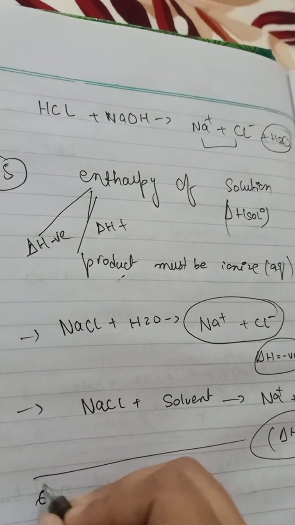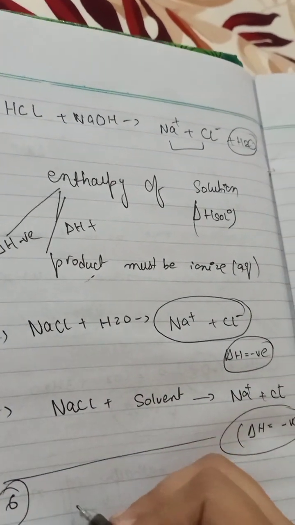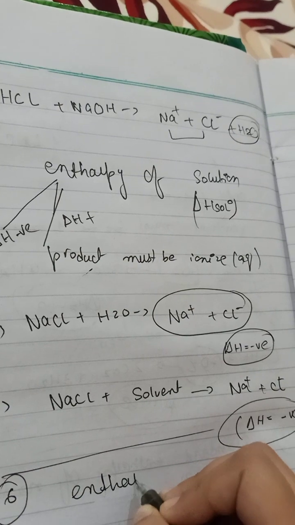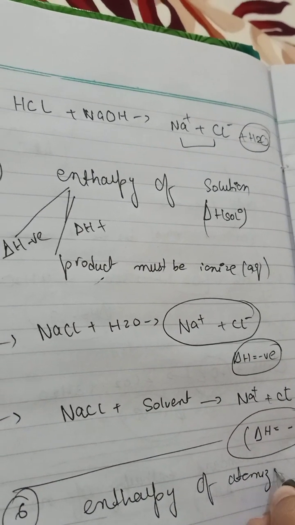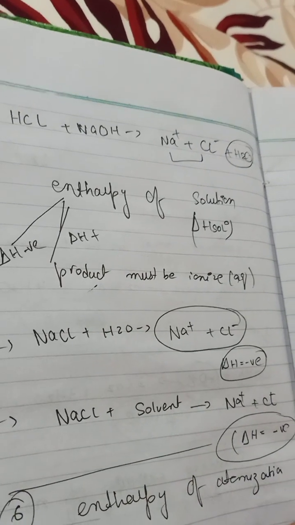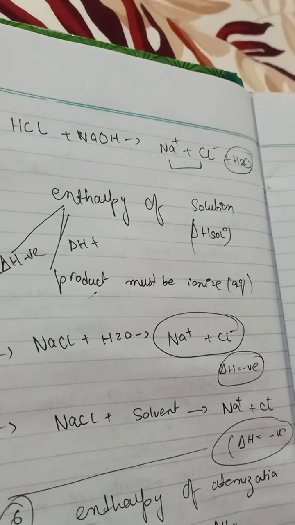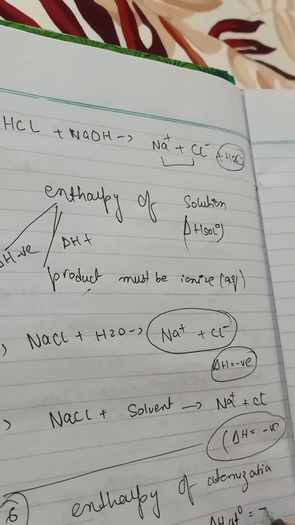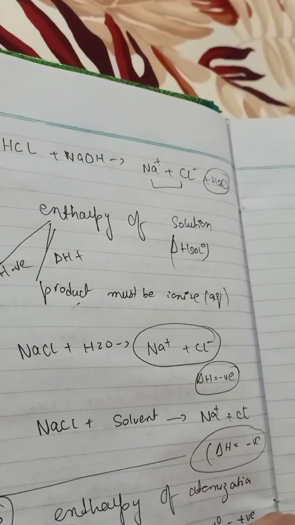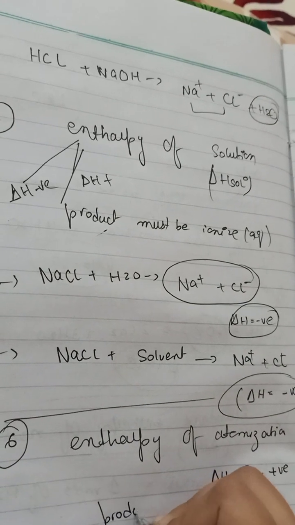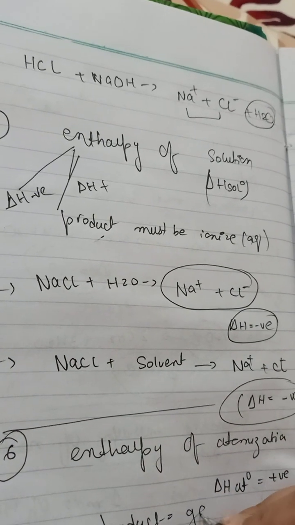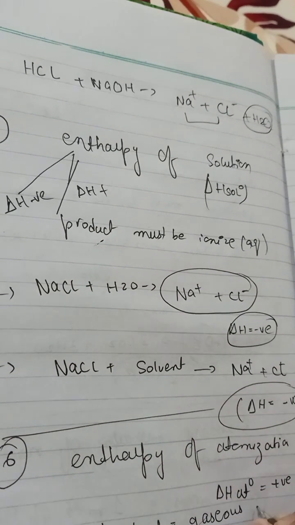Last is the enthalpy of atomization. Alright, so here ΔH is equal to ΔH atomization, and that is always positive. The product should basically be in a gaseous atom form.